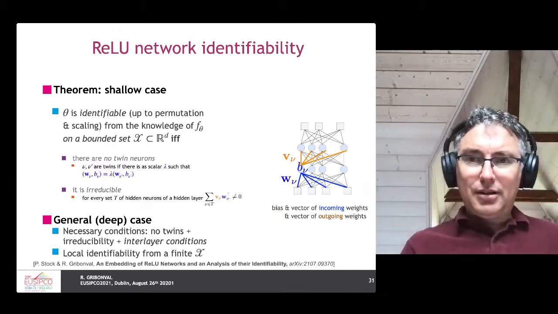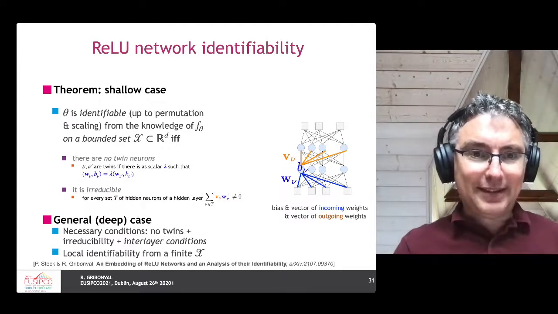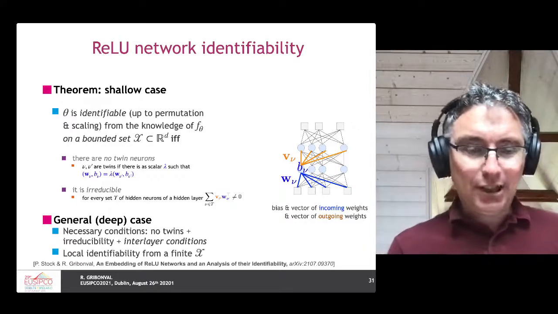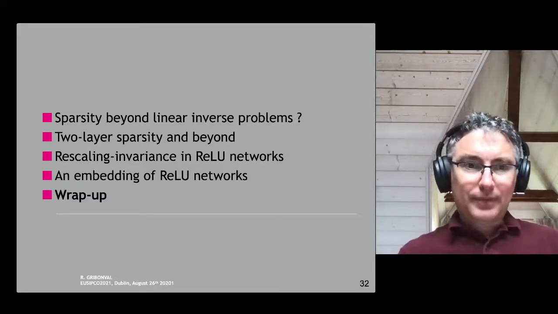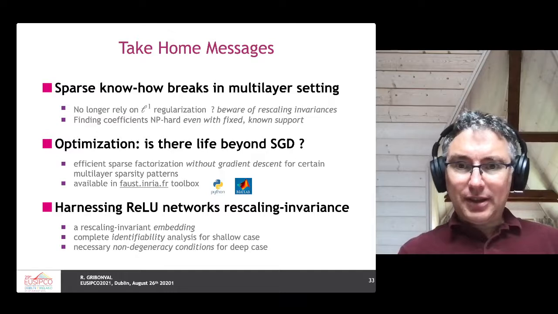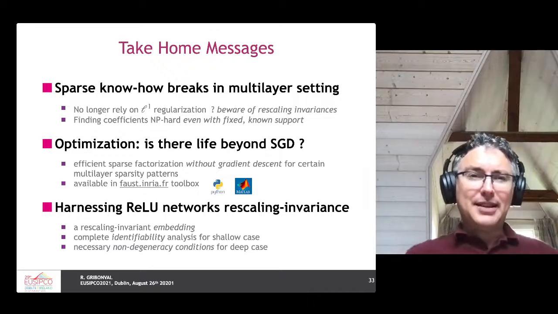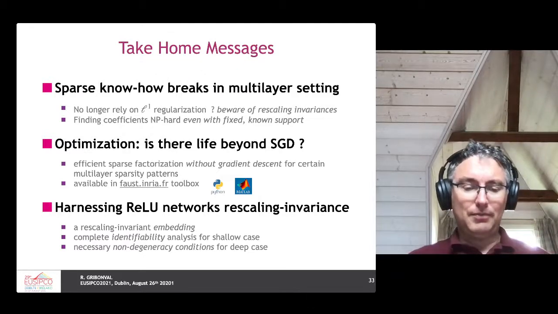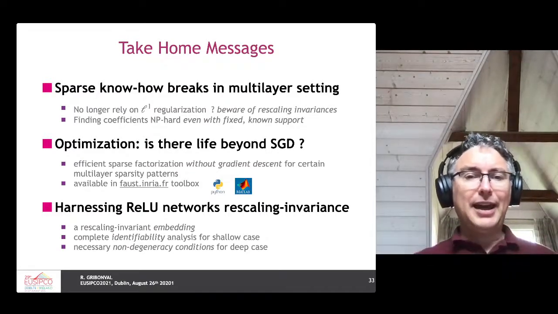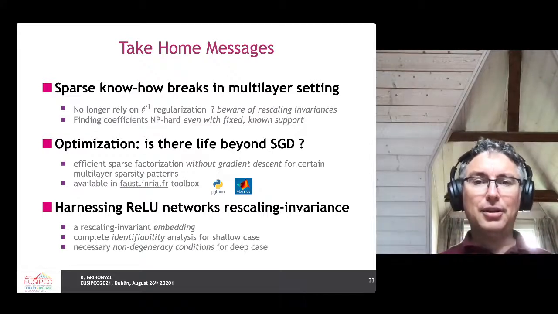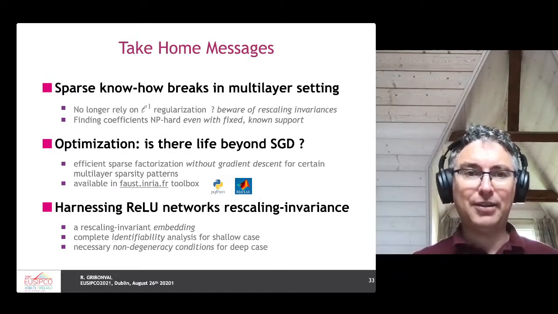Okay, I think we've done quite a tour on sparsity, from inverse problems to deep networks. And it's probably time that we wrap up. To begin with, the first message is probably that there are many things we know around sparsity for linear inverse problems that actually break down in a multi-layer setting. L1 regularization is no longer a good proxy, and the main thing that it teaches us is that scaling invariances should be taken into account.